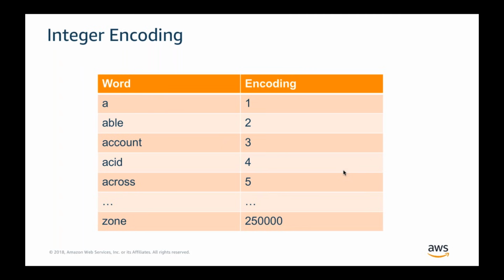Here, for example, we take all the words in the vocabulary, listed in approximate alphabetical order. The first word being A, the second word is able, then account, acid, across, and so on. And you just assign them numbers in alphabetical order, A being 1, able being 2, account is 3, acid is 4, and let's say the last word is zone, and you assign the number 250,000 to this word, assuming zone is the last word in the vocabulary that you've chosen.